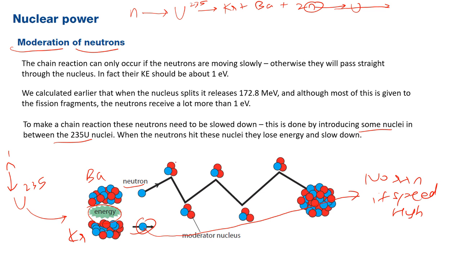So in the sample we introduce moderator nuclei like this, which are primarily there to slow down the speed of the neutrons before they hit the uranium. This particular velocity is optimum enough for the nuclear fission reaction to take place. So please write down the whole of this.